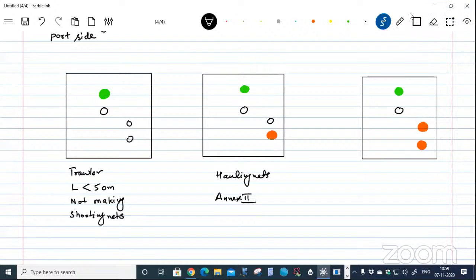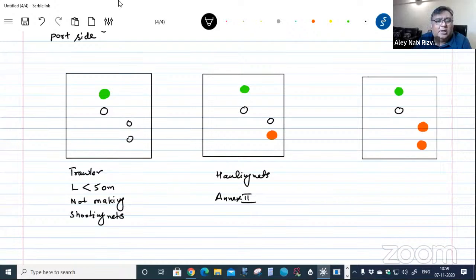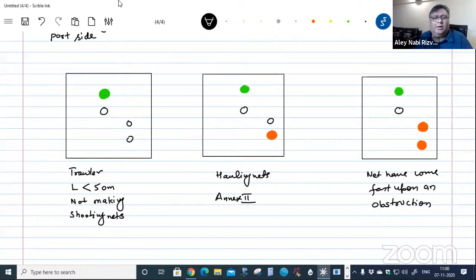Okay, fast upon an obstruction. Third one. This is net that has come fast upon an obstruction. Come fast. Net has come fast upon an obstruction. I think it's pretty clear, straightforward.